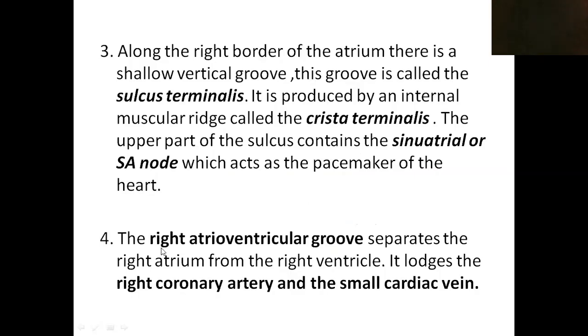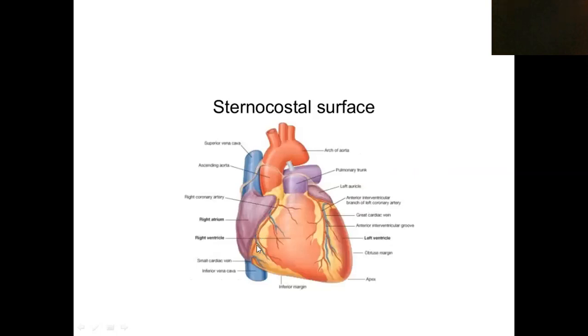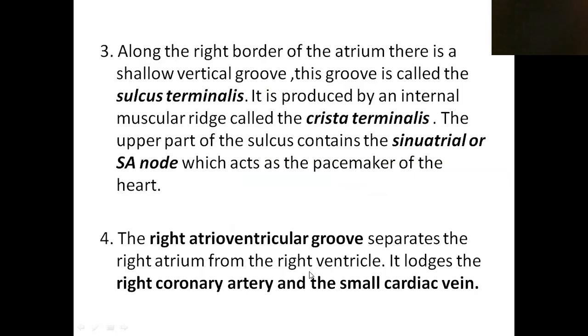Then the right atrioventricular groove separates the right atrium from the right ventricle. See, this is the atrium, this is the ventricle. So there is one shallow groove here, and within that groove we can see one artery. The groove which separates these two is known as the atrioventricular groove. On the right side, it is the right atrioventricular groove; on the left side, the left atrioventricular groove.